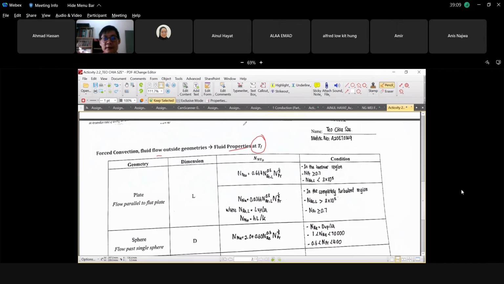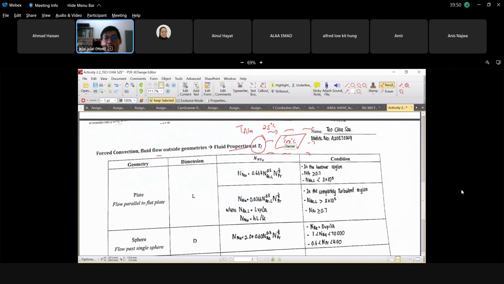TF means T film. Okay, what is T film? You see the situation now. Let's say I have a plate. Okay, so wind flow, air flow through the surface of the plate. Let's say the plate surface temperature is 100 degrees Celsius, right? And this air is ambient air, so it's 25 degrees Celsius, let's say.